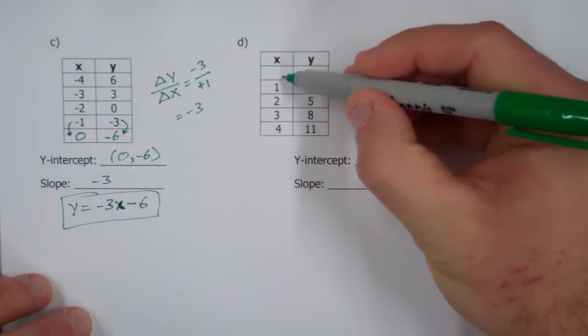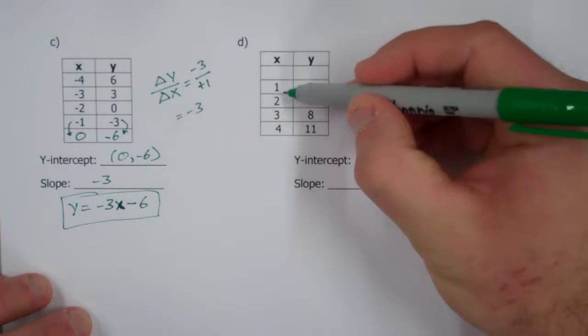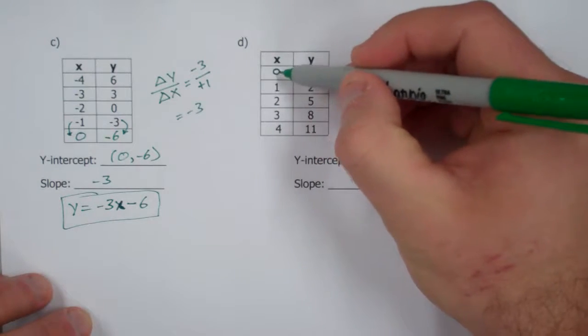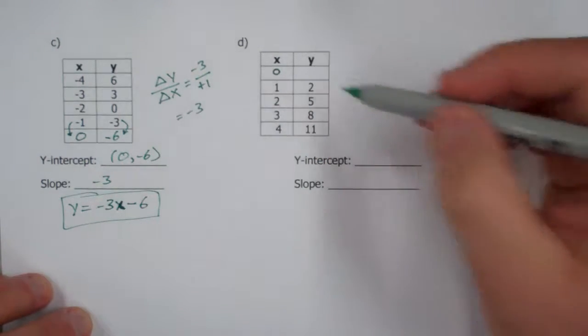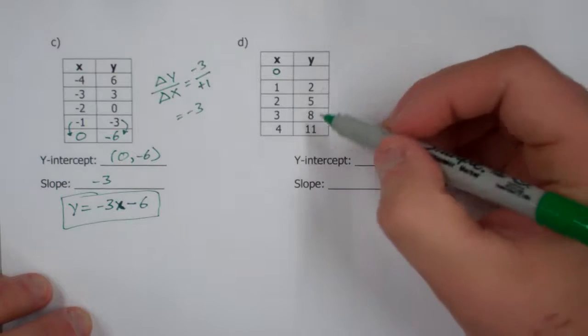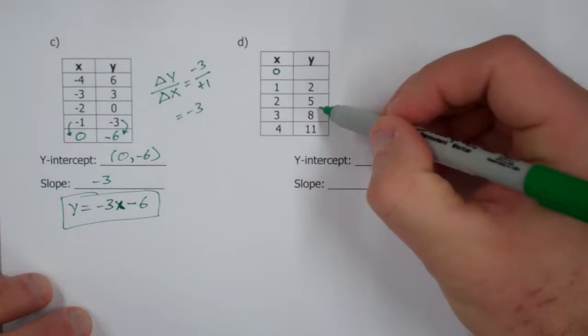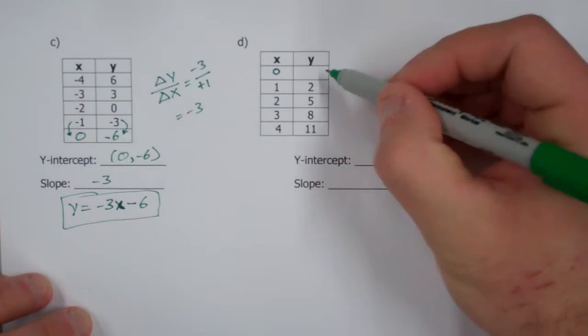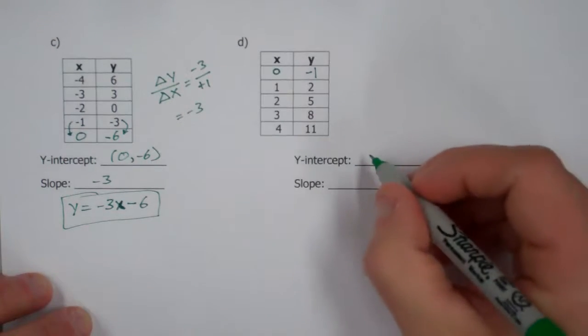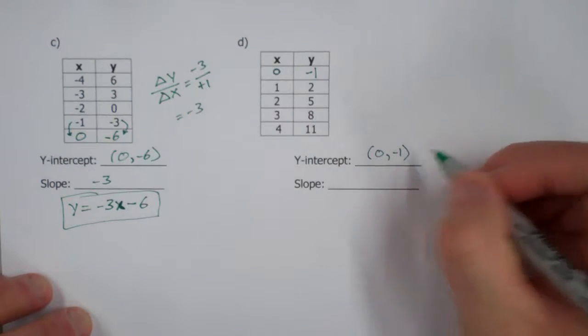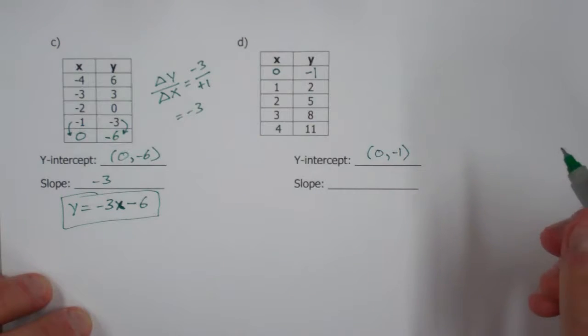Here we're going to use some reverse reasoning. So we've got 4, 3, 2, 1, 0, and we're looking for x to be 0. The corresponding y value would be the y-intercept. Minus 3, minus 3, minus 3, 2 minus 3 is negative 1. So the y-intercept is (0, negative 1).